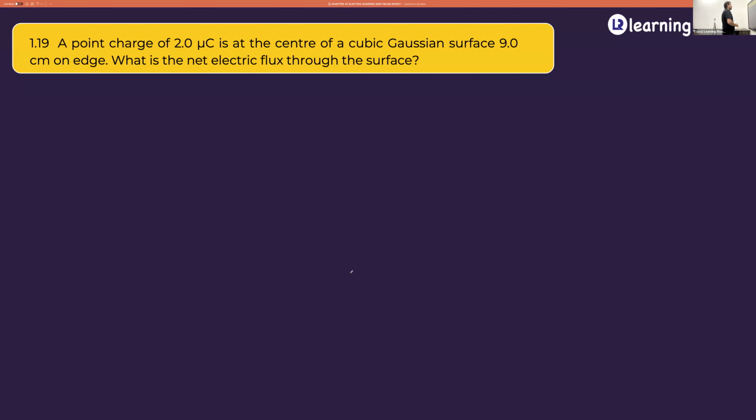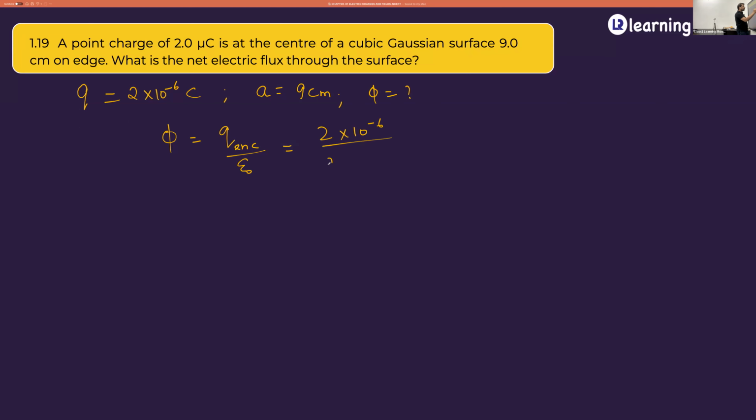It's very simple. So charge is how much? 2 into 10 power minus 6 coulomb. It's placed at the center of the Gaussian surface, right? And the edge is given as 9 centimeter. The question is about flux. It's very simple. So what is the value of flux? Flux is equal to charge enclosed divided by epsilon naught. We are done with this. So this is an unwanted information, right? So charge enclosed is 2 into 10 power minus 6 divided by epsilon naught, which is 8.85 into 10 power minus 12. Clear?